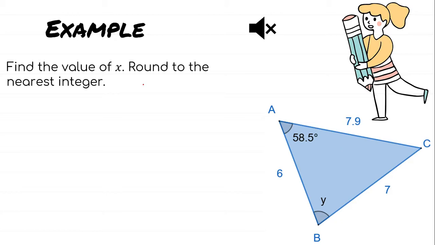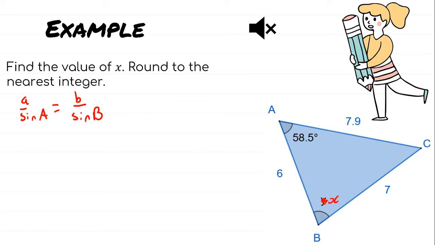I've just noticed a mistake on this. It says find the value of x, which is this. I've written y there. So find the value of this missing angle x. So again, this is slightly different from last time because before we were looking for a missing side. Let's start by writing out our formula. a over sine A is equal to b over sine B.